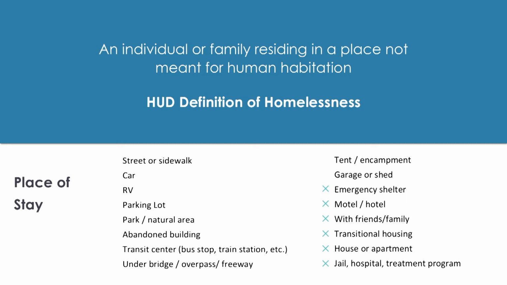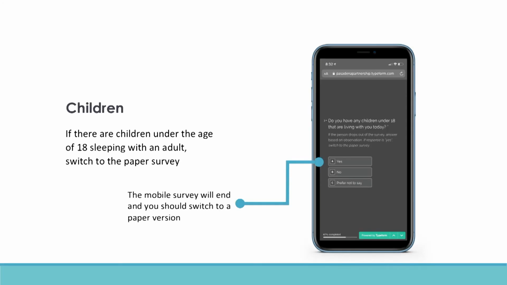After the place of stay question, you'll be prompted to ask about children. If an adult participant responds yes, that there are children under the age of 18 sleeping with them, the mobile survey will end and you should switch to a paper survey. In this situation, at the end of the paper survey, you will be asked to collect demographic information, including gender, ethnicity, and race, on each child living with the adult.